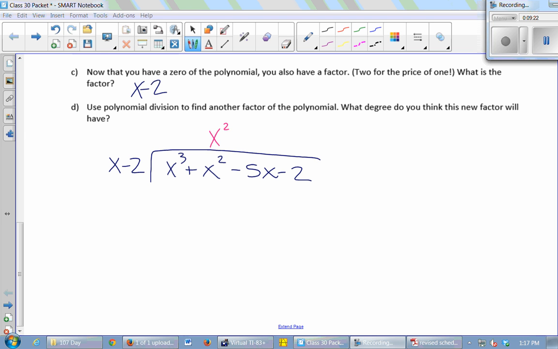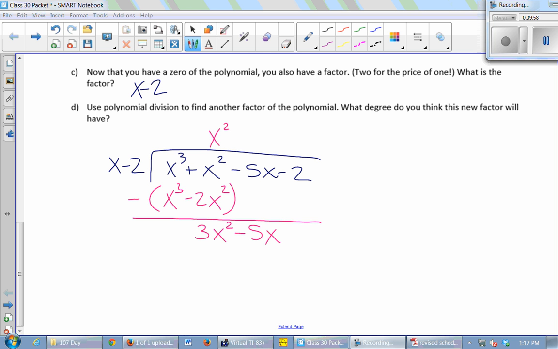Then, just like with division of real numbers, you take your x squared and multiply it by the divisor. Multiply x squared times x and -2. You got to distribute it. So we get x cubed minus 2x squared, and then I have to subtract the whole thing. All right, so x cubed minus x cubed goes away. X squared minus -2x squared is 3x squared. Bring down the minus 5x.